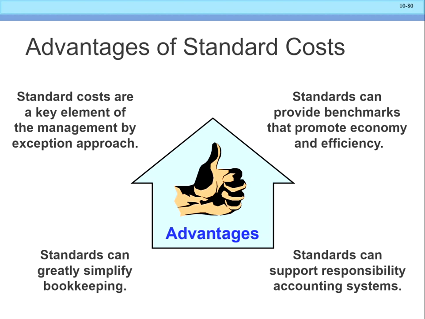Standards can support responsibility accounting systems. Yes, because we are pinpointing the area of responsibility. Remember, we split the total variance into the price and quantity, and we said the responsibility of the price is on the procurement manager, whilst the production manager is responsible for the quantity. By so doing, we are already applying responsibility accounting because each manager is held responsible for what he or she can control.